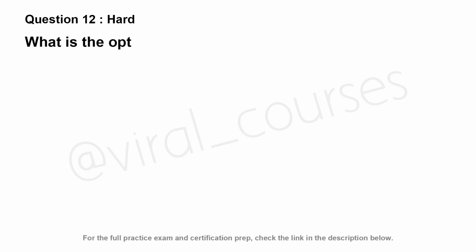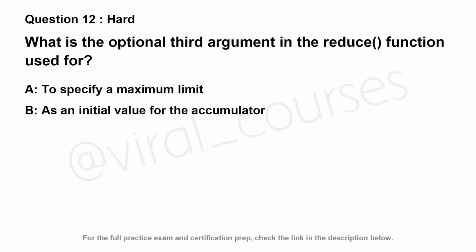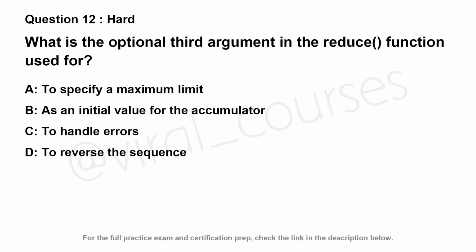What is the optional third argument in the reduce function used for? Option A, to specify a maximum limit. Option B, as an initial value for the accumulator. Option C, to handle errors. Option D, to reverse the sequence.